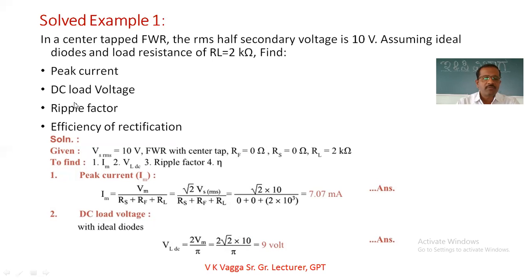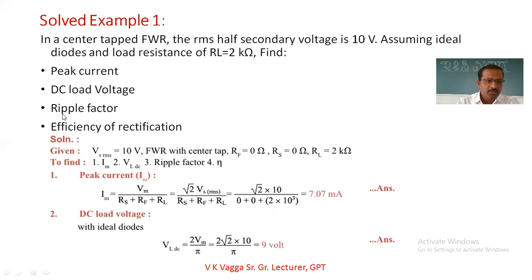It asks to find the peak current. What is the peak current? This is the maximum current, so it is to find Im, the peak current. It is also asking to find the DC load voltage, VL, across the load. So VL DC is to be calculated.